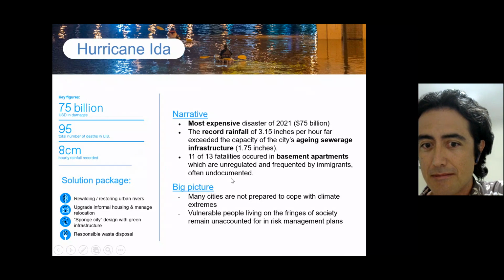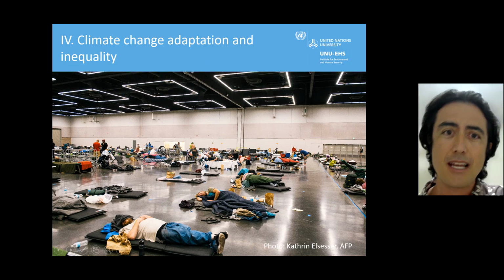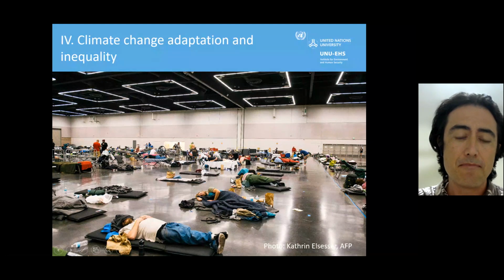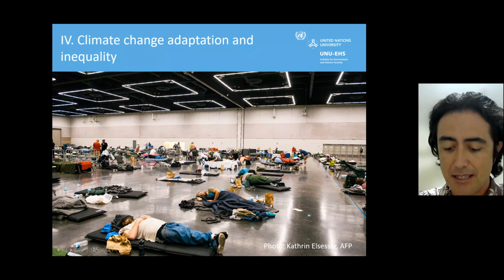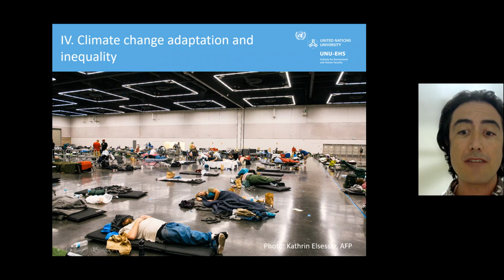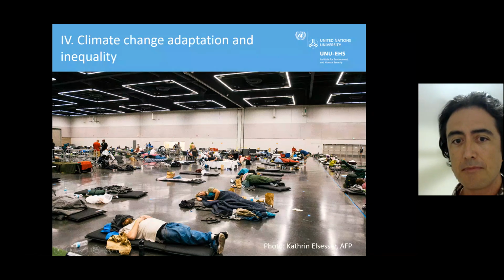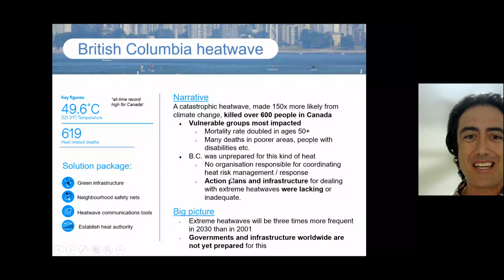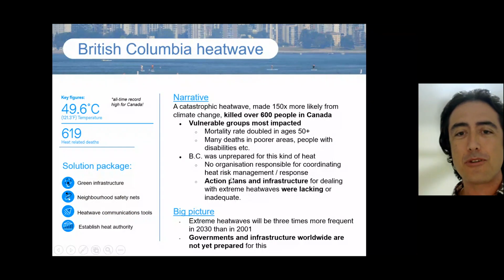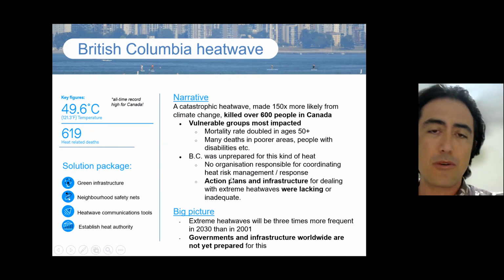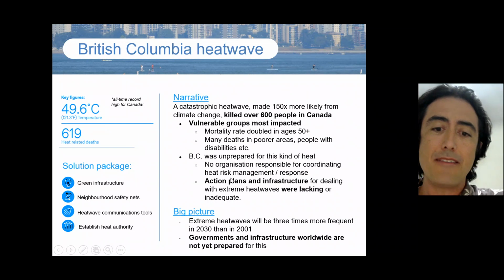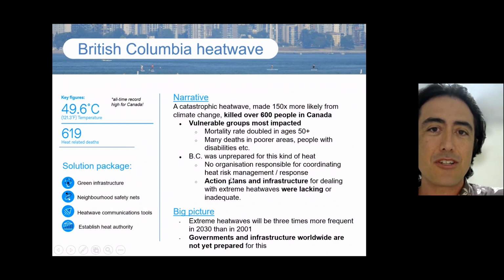And the last example we'll go into here has to do with climate change and inequality. This photo here is taken from a heat shelter in Canada during a heat wave that occurred in British Columbia. And what we saw here was that in Canada, they experienced record temperatures almost up to 50 degrees centigrade. And again, the governments in this area were caught, I guess, unprepared. They did not have sufficient action plans in place. They did not have infrastructure in place when the heat wave hit in order to cope.